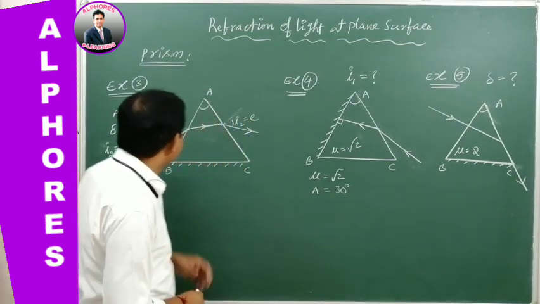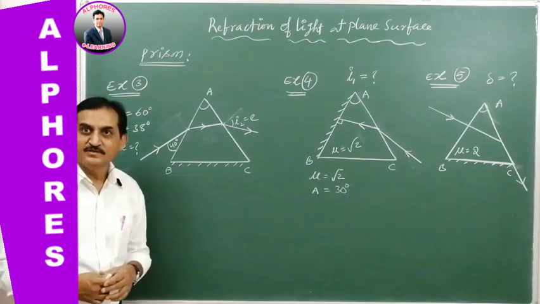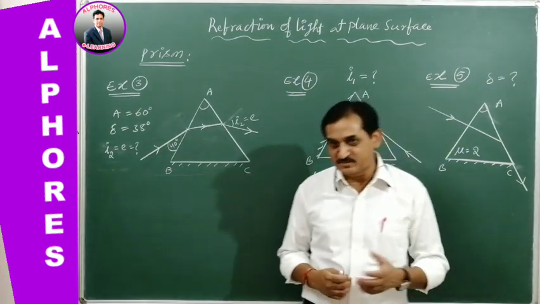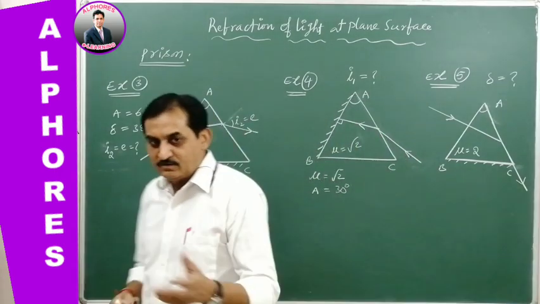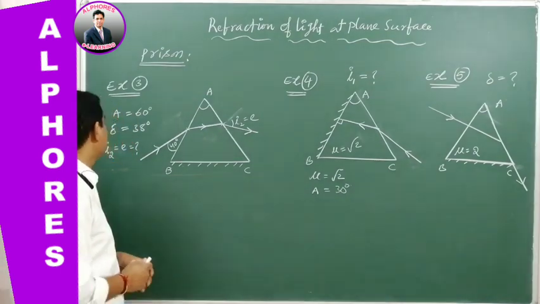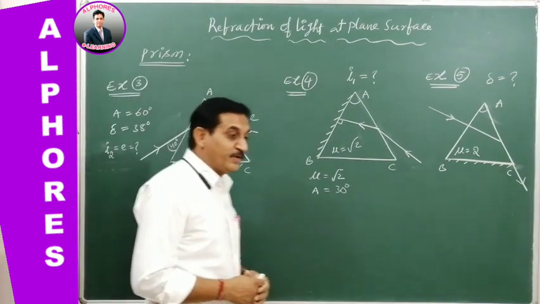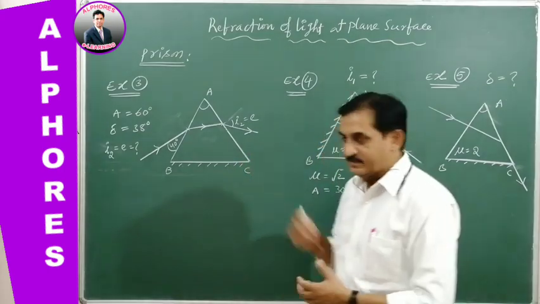Now let us go for a discussion of some numericals related to prism. This is the continuous lecture from the previous one. The concepts regarding the prism and how light is refracted through it are all over. The earlier two problems were discussed. Now we are going for the third one.